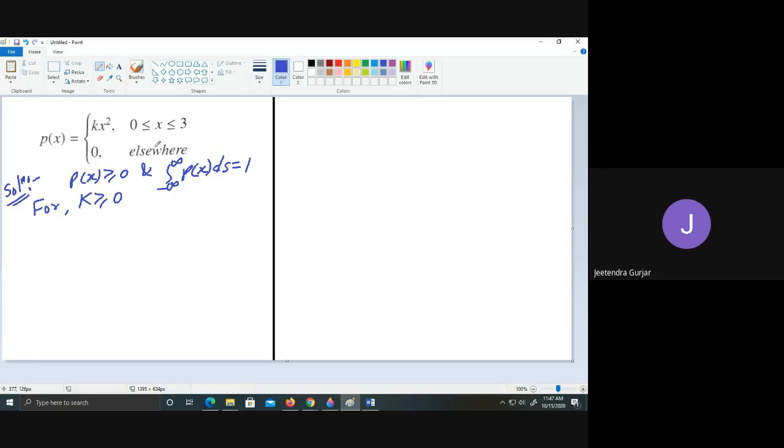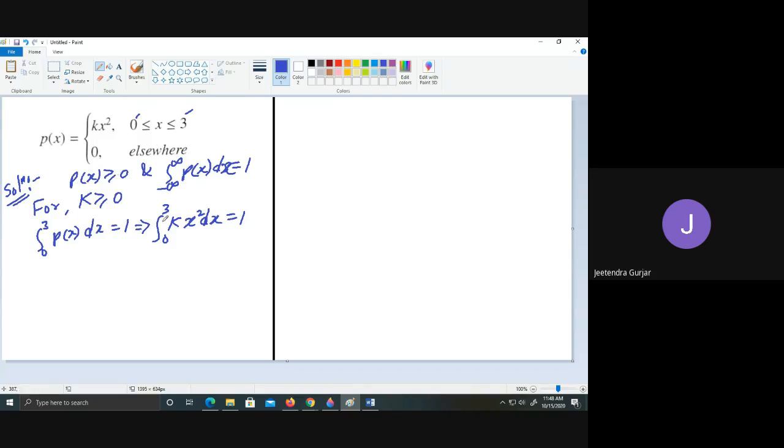Earlier it was 0 and infinity, two limits. Here the limits change. What are the two limits you are going to get? 0 and 3. So I will take the integration from 0 to 3, the limits they have given. It is the integral of p of x dx equal to 1. Now substitute the value. That implies the integral from 0 to 3 of k x square dx is equal to 1.